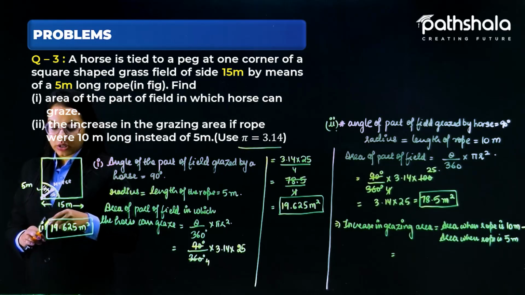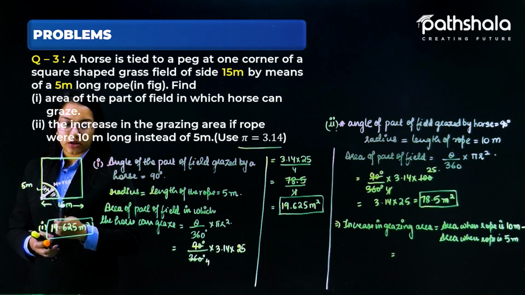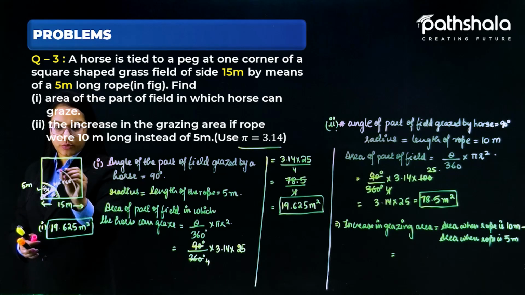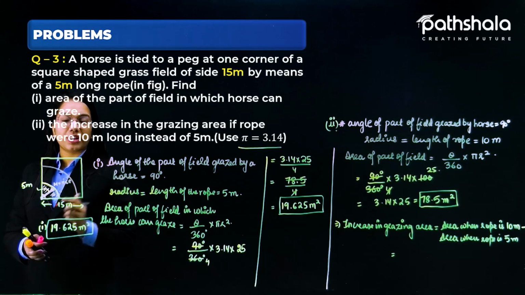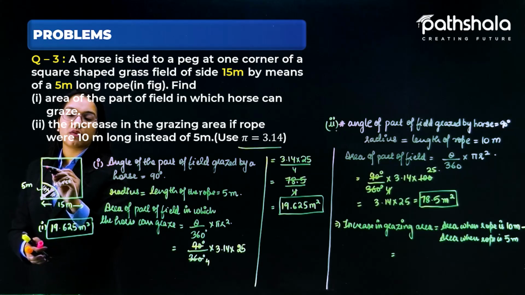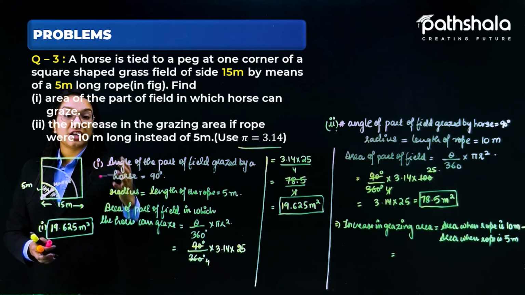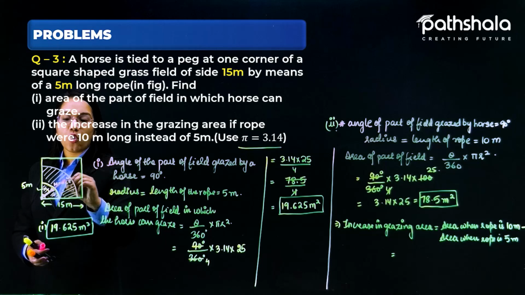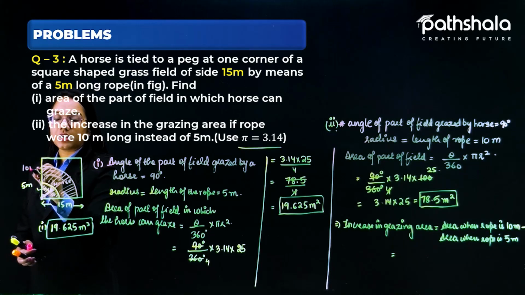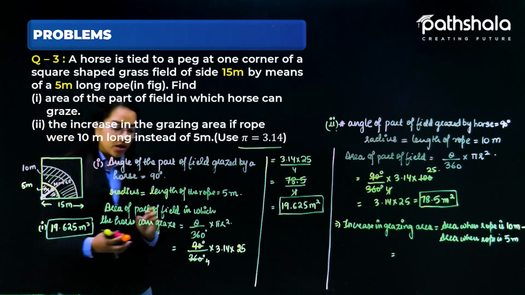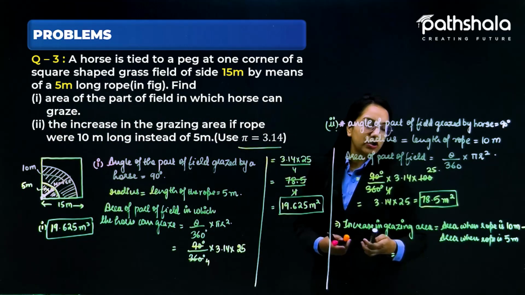Let us suppose if the rope is 10 meters, this would be the maximum area that could be grazed by the rope. So what we have to find out is the increase. How much increase is there? We have to find out this particular increase in the second section, when the rope is 10 meters. So it means that we have to take the difference of the two sections.